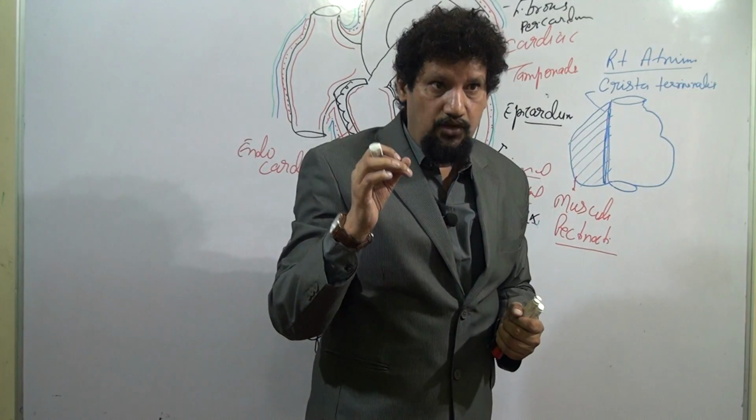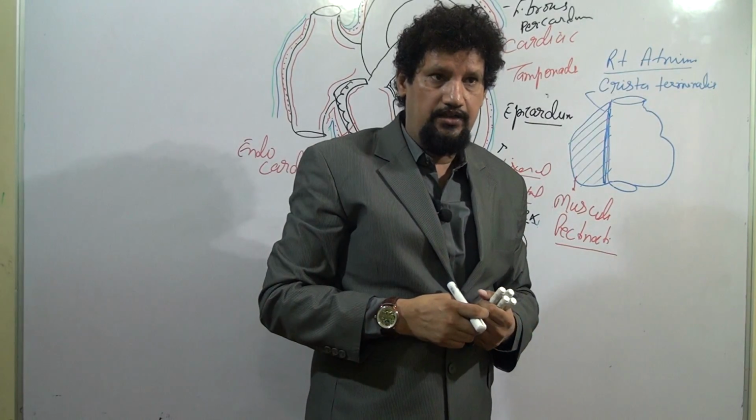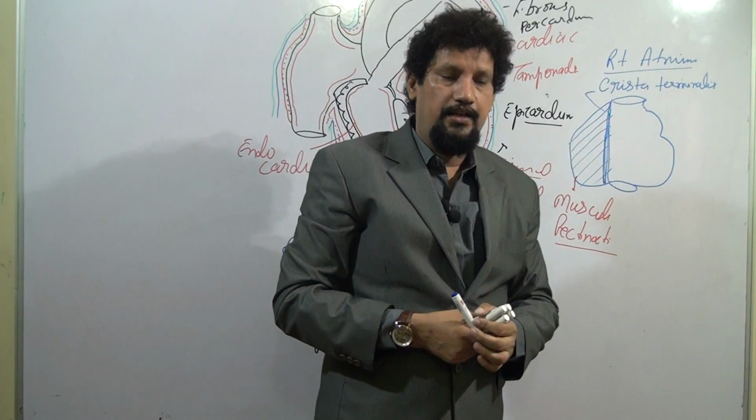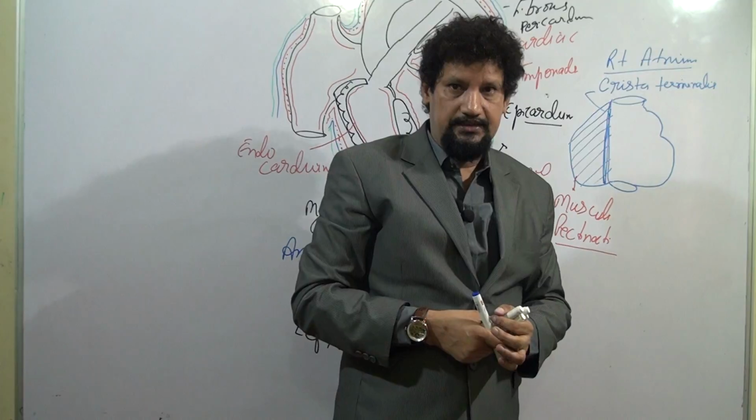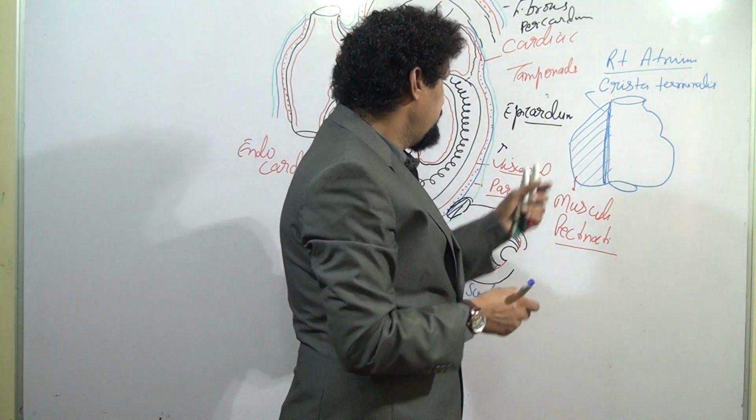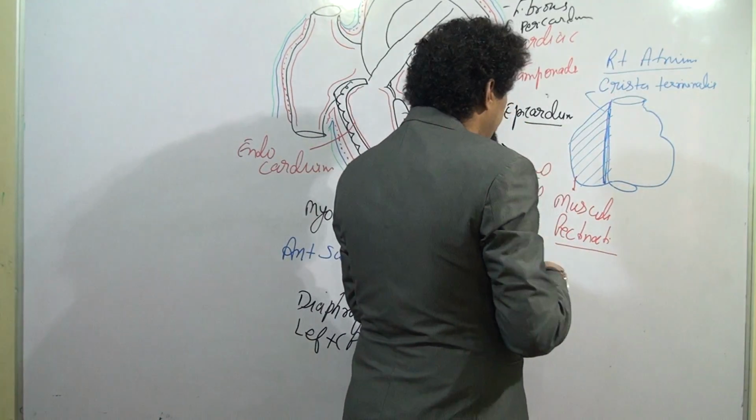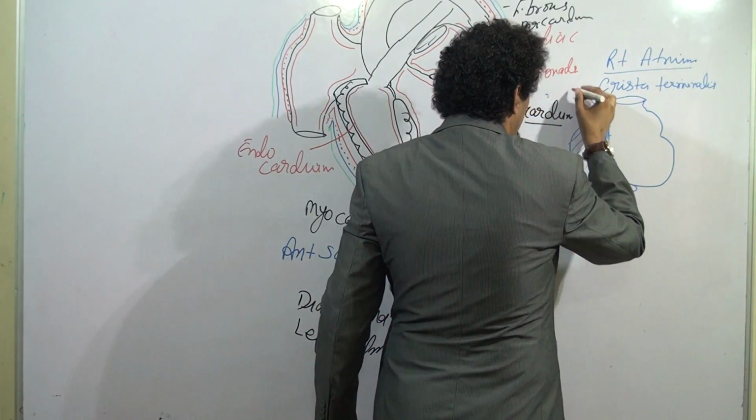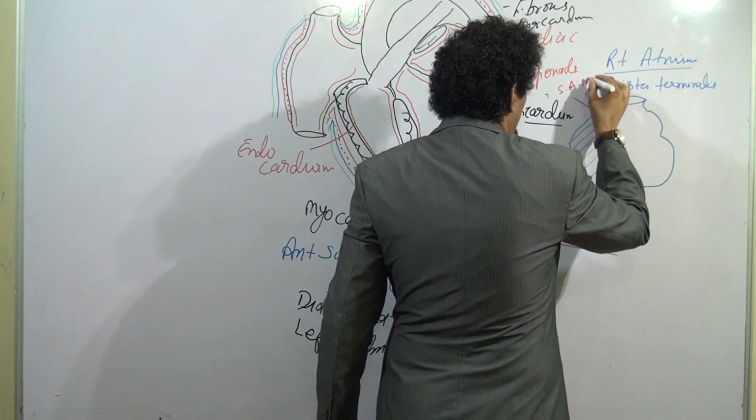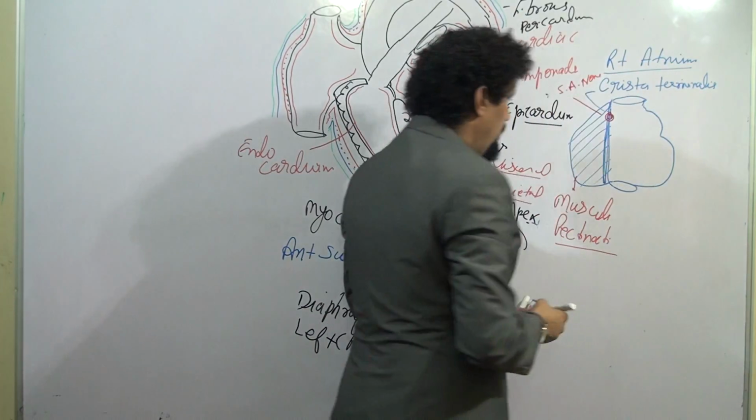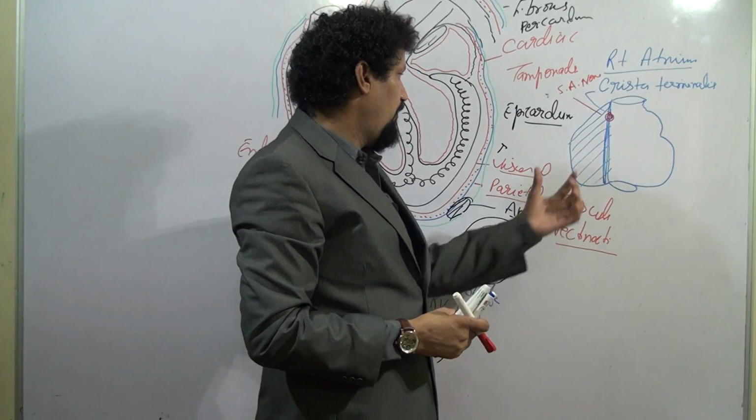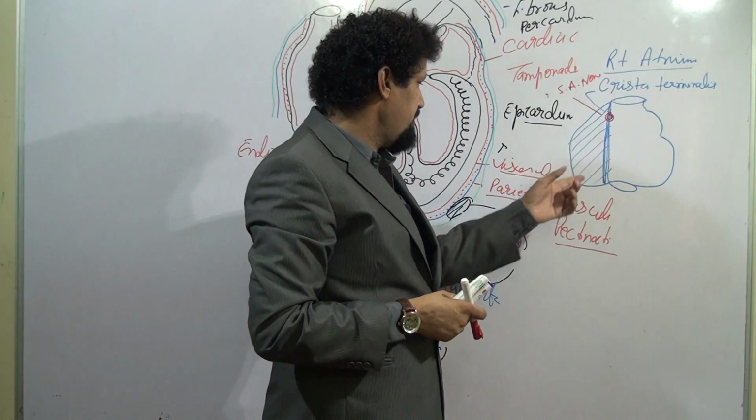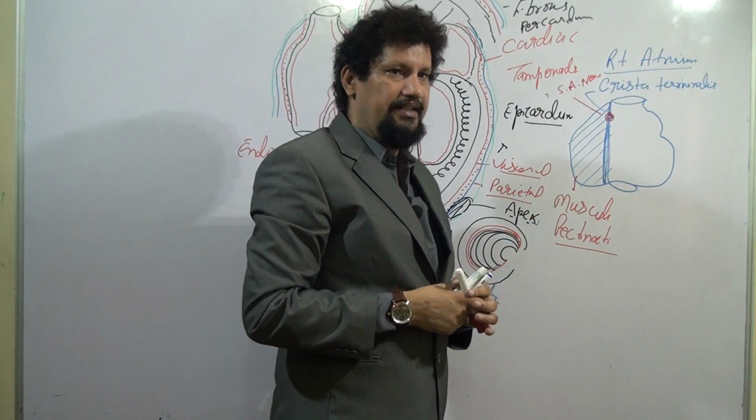The SA node, that is the sinoatrial node, which is the controller of the cardiac rhythms or cardiac cycles, is lying in the upper part of this crista terminalis. So the anterior part is the rough part, and it is formed by the transverse ridges known as musculi pectinati.